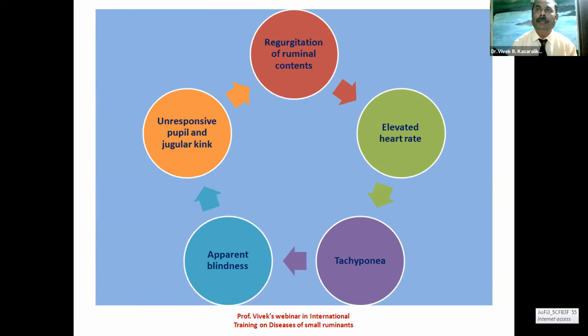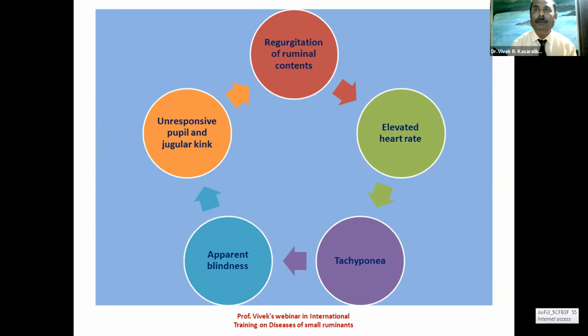Okay. Tachypnea, that is respiratory distress. This is because of the compromised thoracic space. So much distension is there. Apart from that, metabolic acidosis is there. Because of that, hyperpnea or tachypnea can be seen. Rapid respiratory breathing can also be seen in a sheep or goat affected with lactic acidosis.